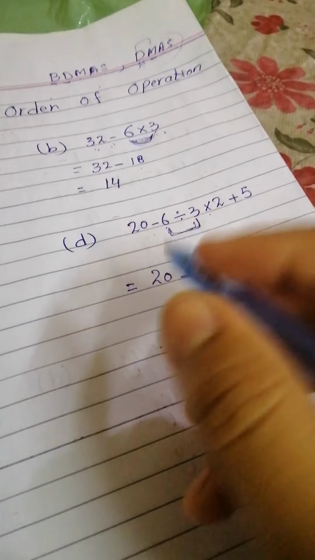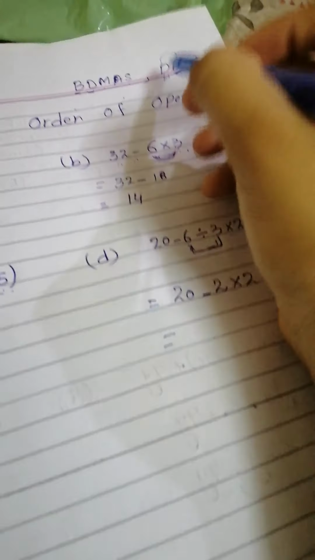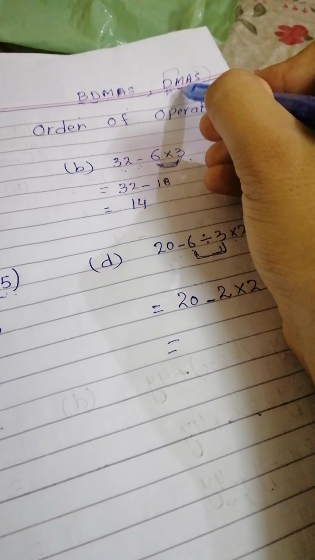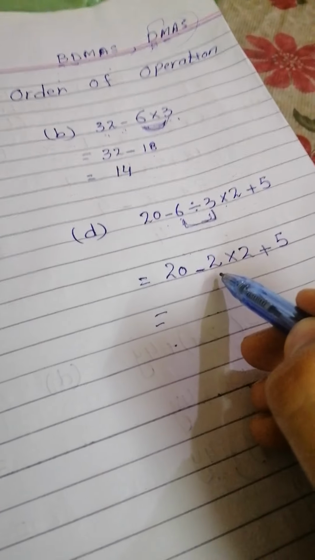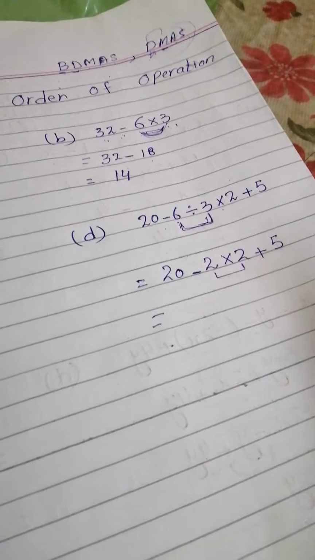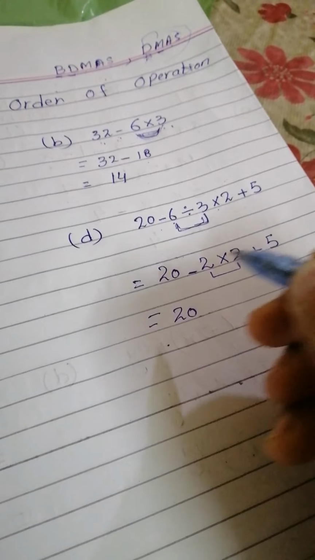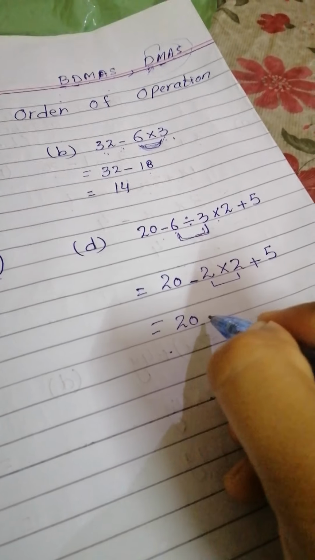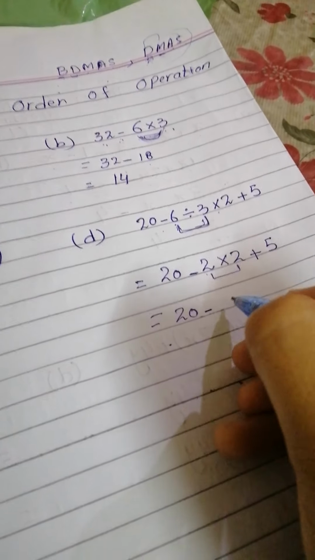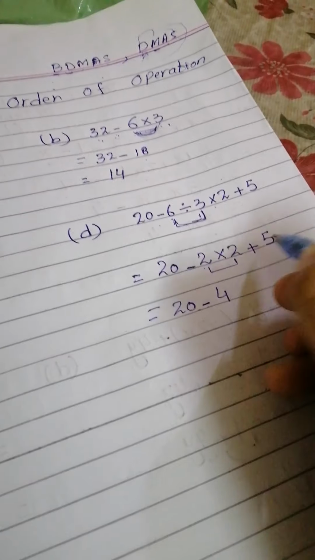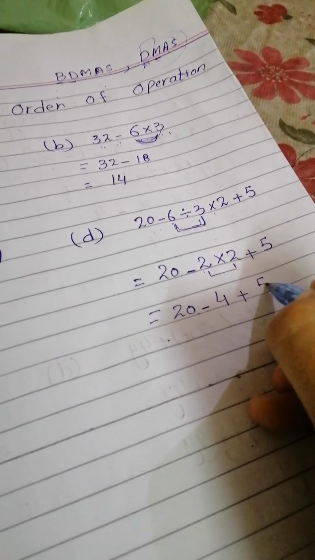In first step, I have solved the division. Yes, in BODMAS rule, what comes after division? Multiplication. Okay, you can see that these two numbers are going to be multiplied. So all other numbers will be written as it is. 20 minus, yes, 2 is 2 times 4, and then plus 5 as it is.